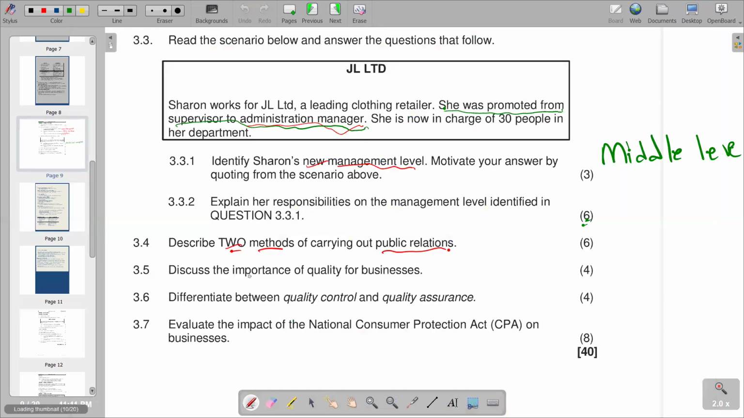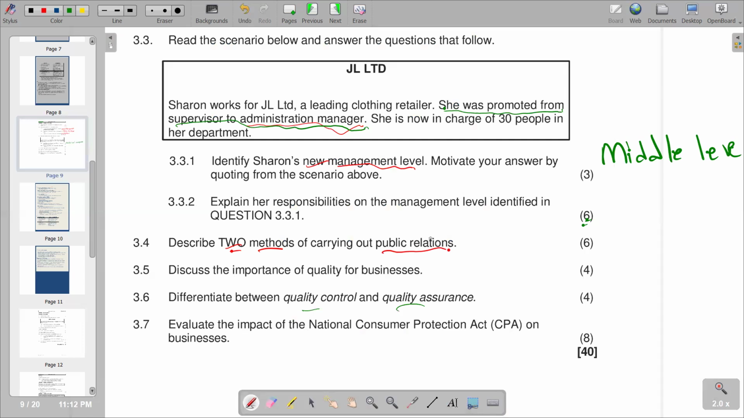Then I'll go to our next question, which is now 3.6. We say differentiate between quality control and quality assurance. So we have got new terms coming in: quality control and quality assurance. Quality control, basically, is a process by which entities review the quality of all factors involved in production. So when we have a review process of all the factors involved in production, it's quality control.